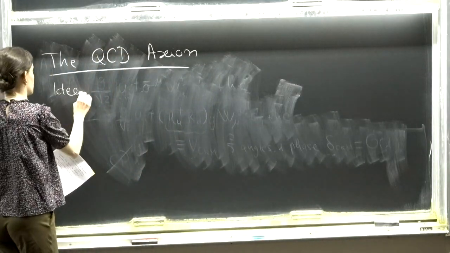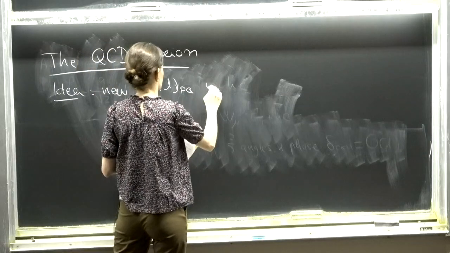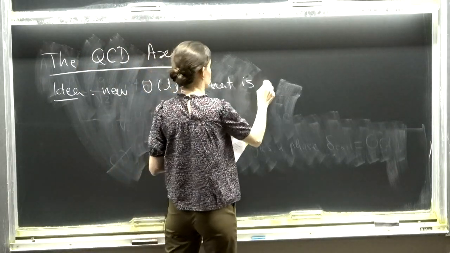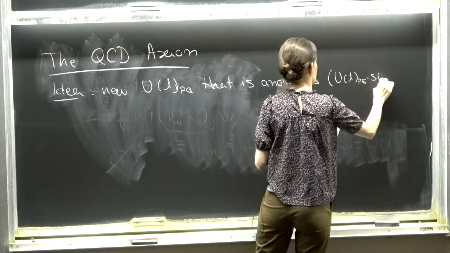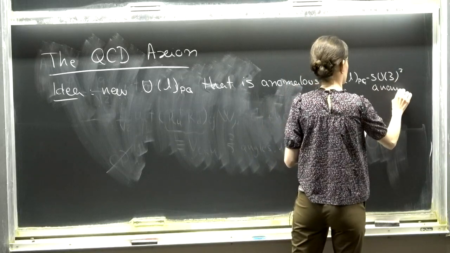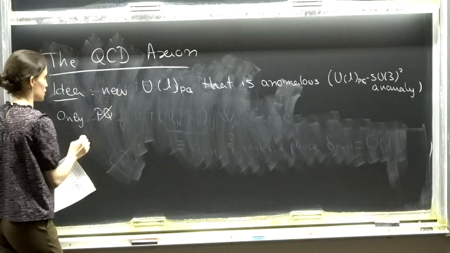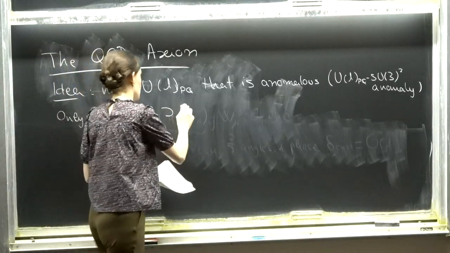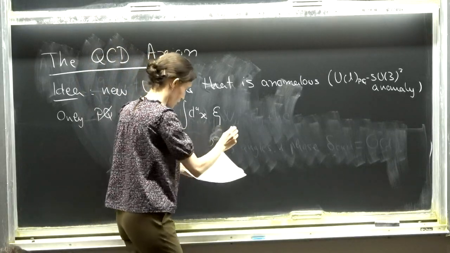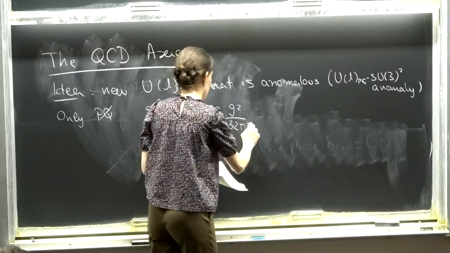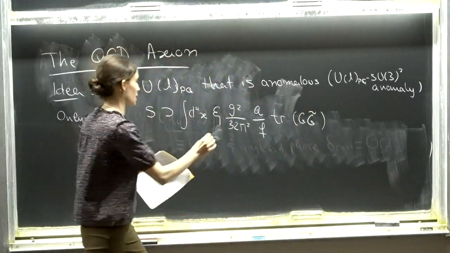So the idea of the QCD axion is to introduce a new global symmetry that is anomalous, okay? In particular, it has a U(1)_PQ-SU(3) squared anomaly. So the idea is that the only term that breaks this PQ symmetry is a term like this. Let me first write it all: a over f, trace G G dual.